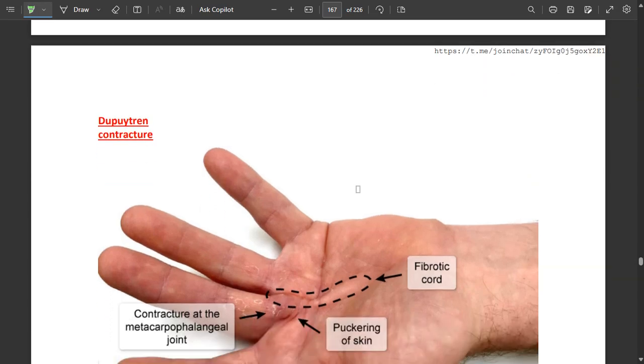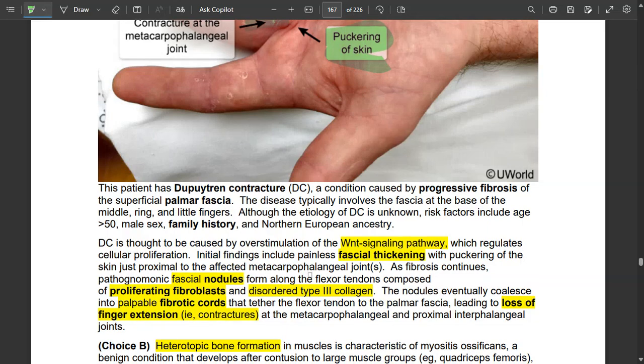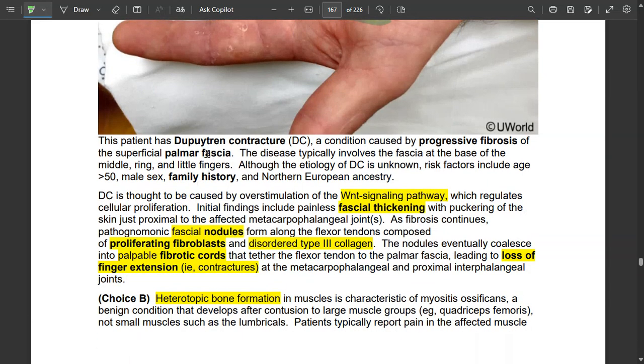Dupuytren contracture has puckering of the skin, a fibrotic cord, and contracture of the metacarpophalangeal joint. This condition is progressive fibrosis of the superficial palmar fascia. If the palmar fascia undergoes fibrosis, then Dupuytren's contracture can occur.